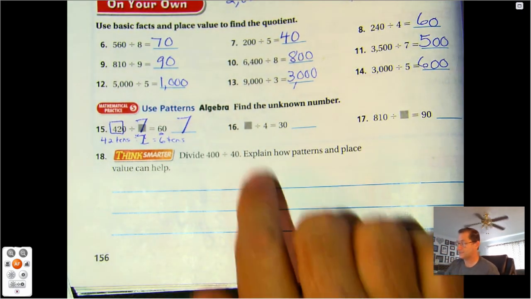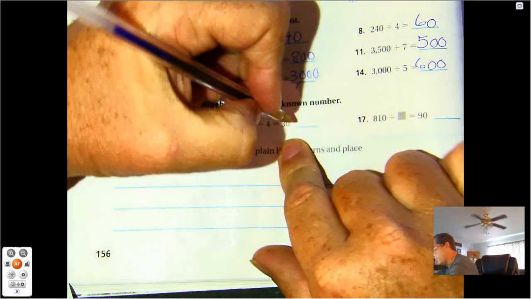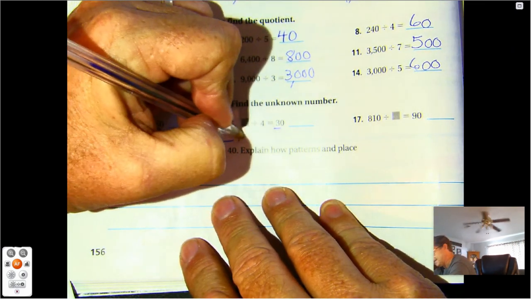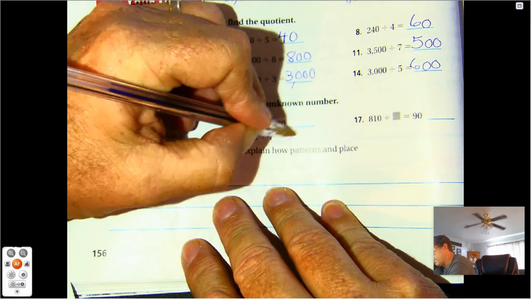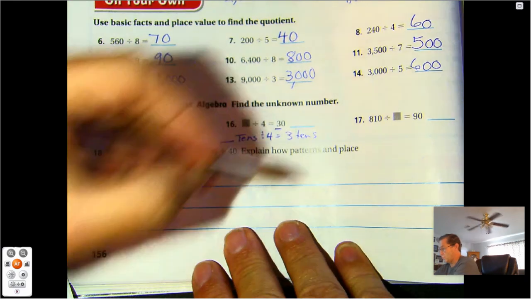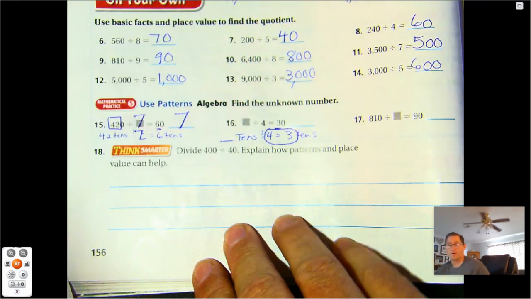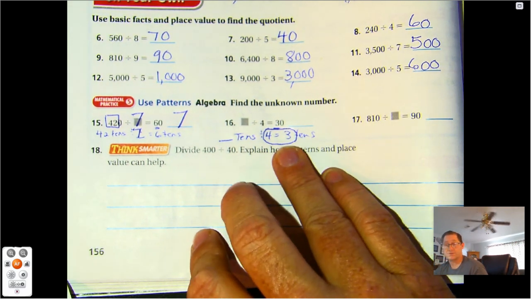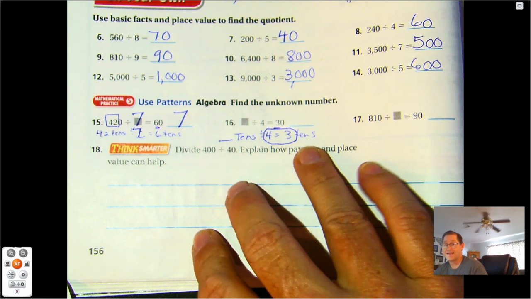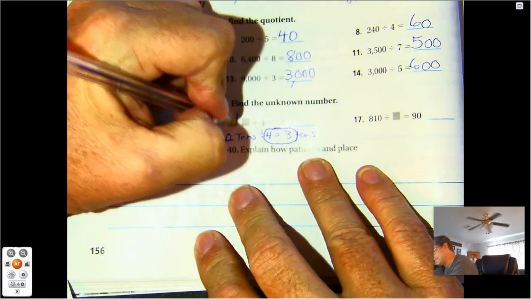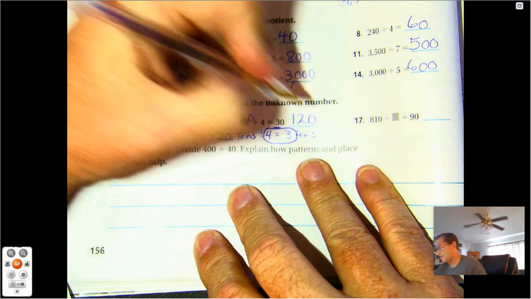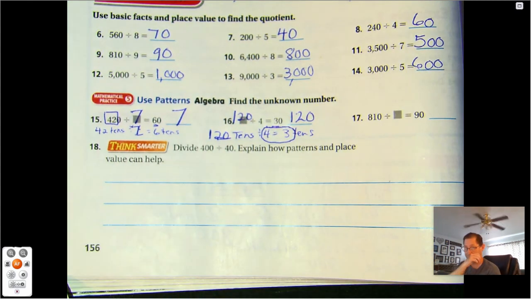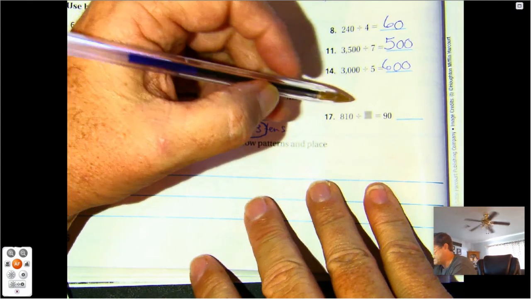Some number divided by 4 gave me 30. So some number of tens divided by 4 gave me 3 tens. Well, these are our basic facts, or factors if we multiply. So 4 times 3 is 12. 12 tens is 120. Does that make sense? 12 divided by 4 is 3, and we'd have 3 tens. So, yep, that's right.